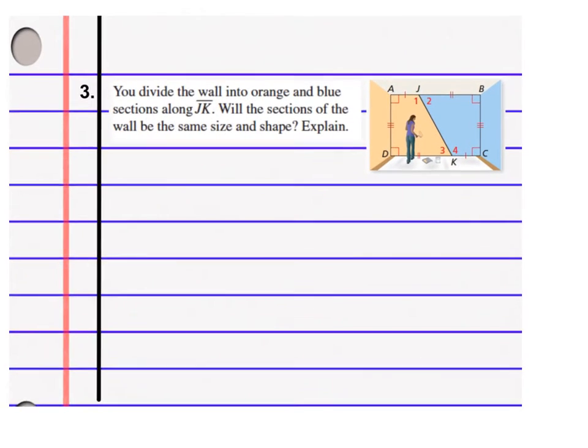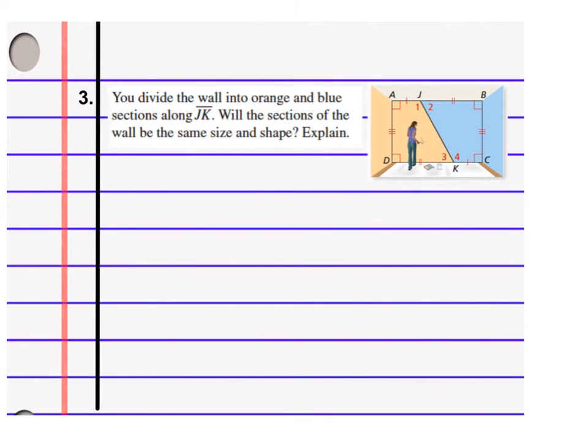To example 3. All right, so you're definitely going to need the diagram. You're going to need this diagram. So go ahead and pause the video and draw that. You're making a fun little design here. You're dividing the wall into orange and blue sections along JK. Will the sections of the wall be the same size and shape? Will they be congruent? Explain.